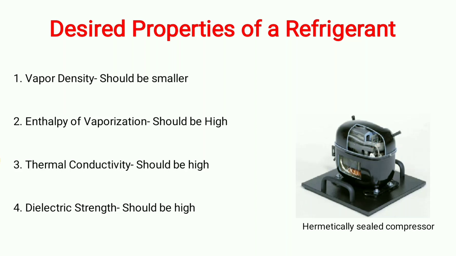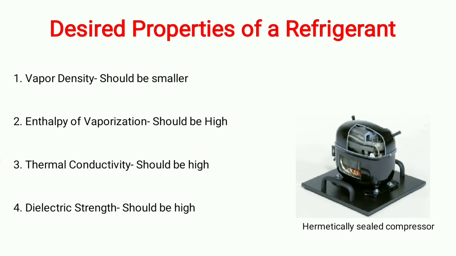Third one is thermal conductivity. Thermal conductivity of a material is its ability to conduct heat, meaning how fast it transfers heat. From seeing the value, we can understand how much its thermal conductivity is. The desired property is that thermal conductivity should be high, so that high heat transfer takes place.